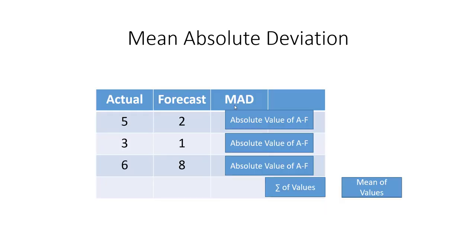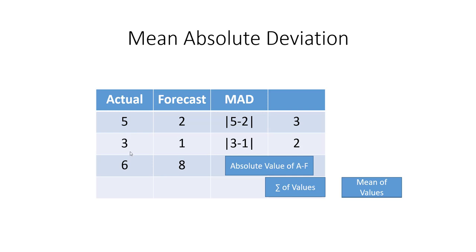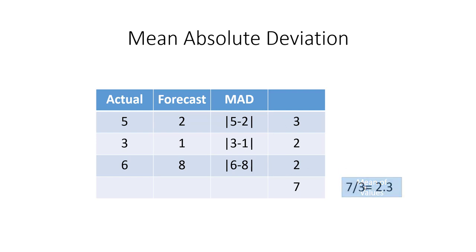If we're using this outside of Excel, it's going to look like this here. So we're going to take the actual minus the forecast and take the absolute value, absolute deviation. So 5 minus 2 is 3. The next one, the absolute value of 3 minus 1, 2. Absolute value of actual minus forecast, 6 minus 8 is 2. And then we're going to sum up those values, and we're going to divide, in this case, by 3 because we have 3 occurrences. And 7 divided by 3 is 2.3. So we would say that our mean absolute deviation, our MAD, is 2.3.